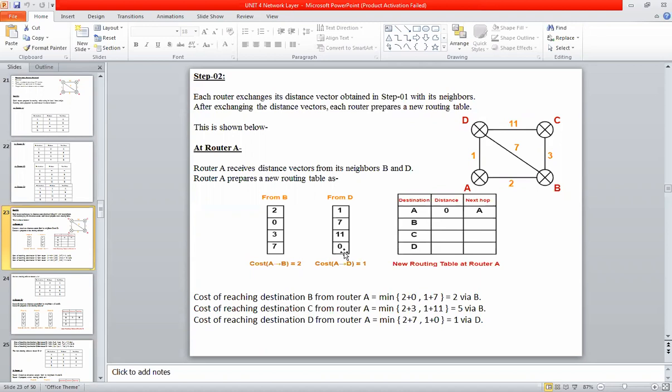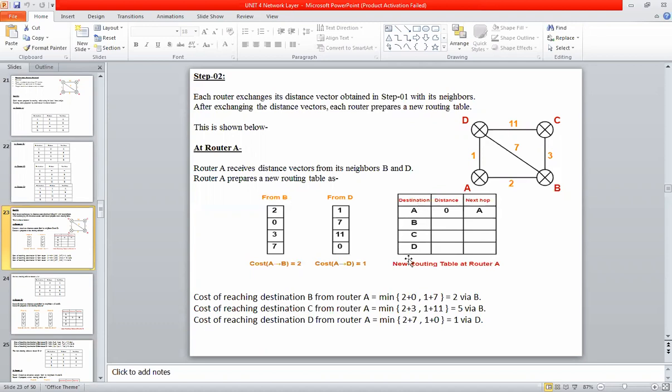You have considered the two routes. By considering these two routes, you have to update the routing table for A. Why? Because router A is directly connected to D and directly connected to B, so we are considering only these two routes. By considering these two tables, you have to update the whole table for router A.